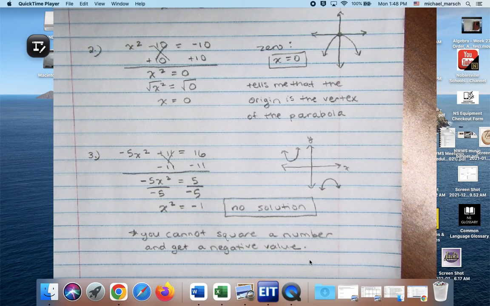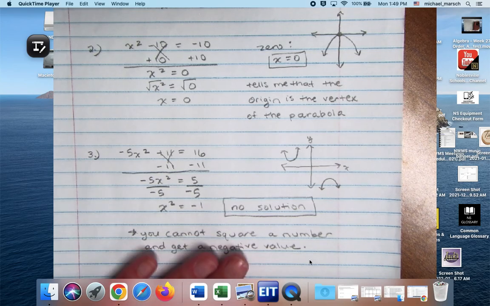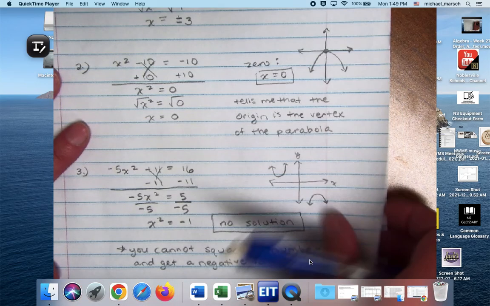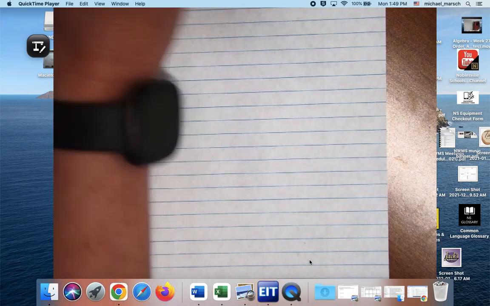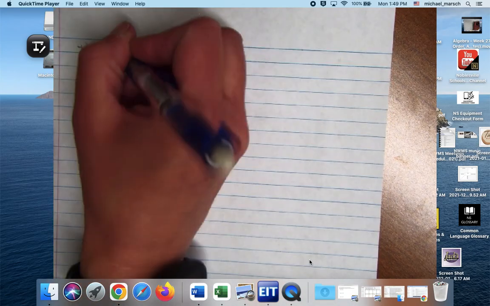So what is our y value? Our y value is 0. What is our x value? Okay, so that's where we left off. Good times. All right, here we go. Page 2. Example 4.